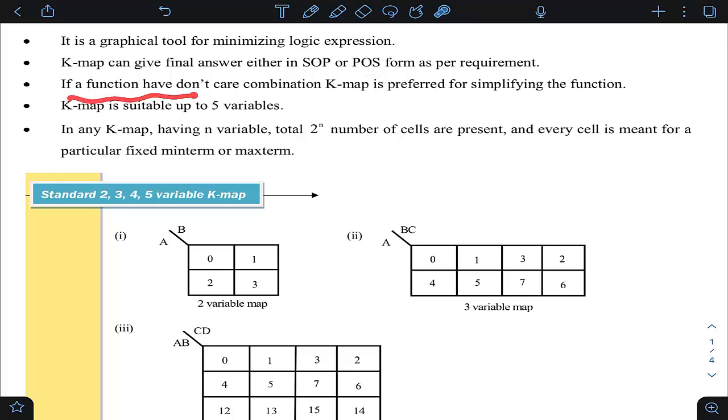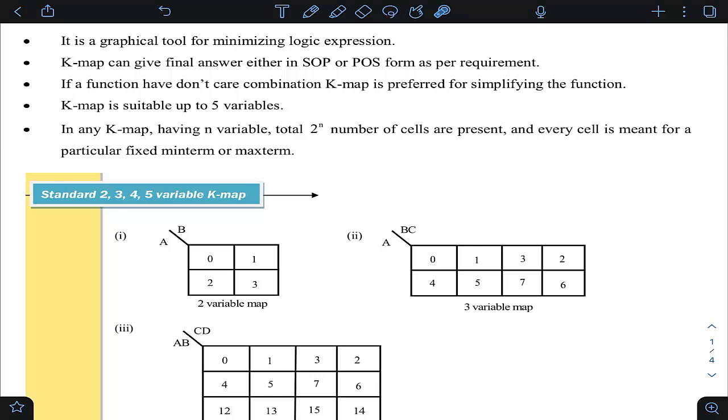If a function has don't care combinations, K-map is preferred for simplifying the function. K-map is suitable up to 5 variables. Generally in the GATE exam, in 99.99% of cases we get questions up to 4 variables. Only one question was asked in GATE 2016 of electronics which was a 5 variable K-map question. Generally we deal with K-map up to 4 variables, in some cases up to 5. Beyond 5 it is complicated, so K-map is not used beyond 5 variables.